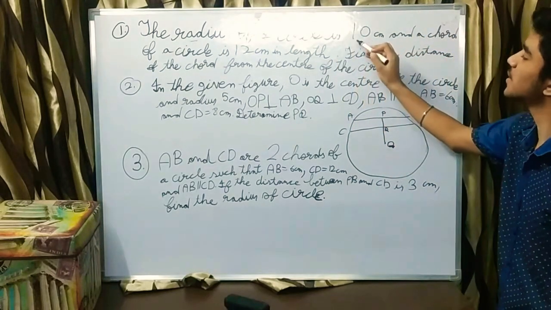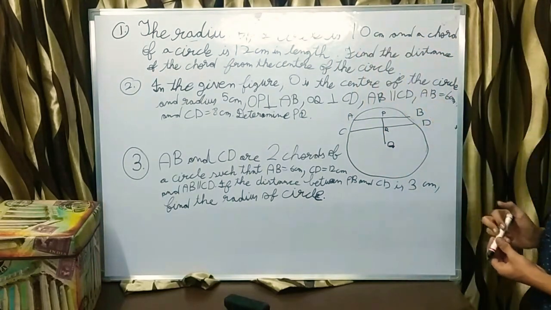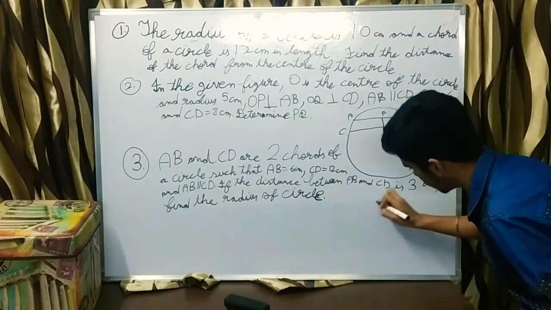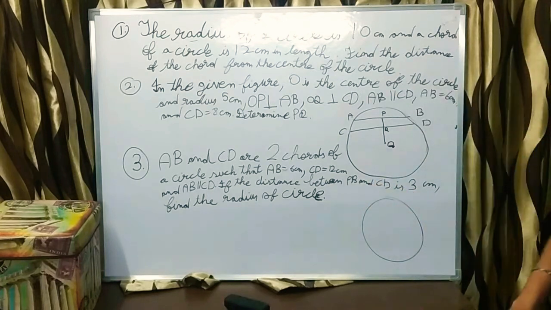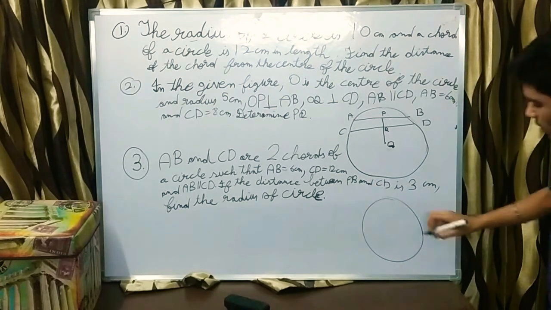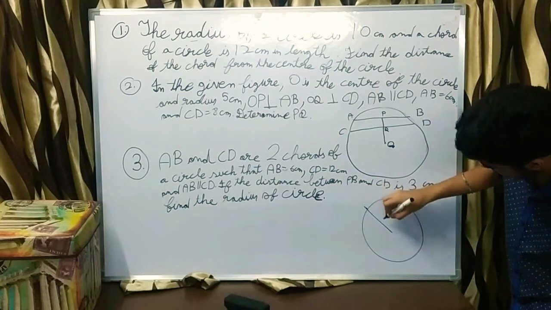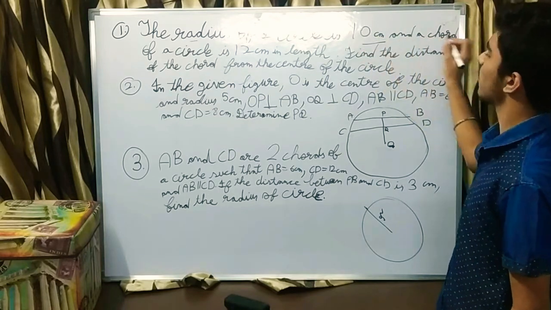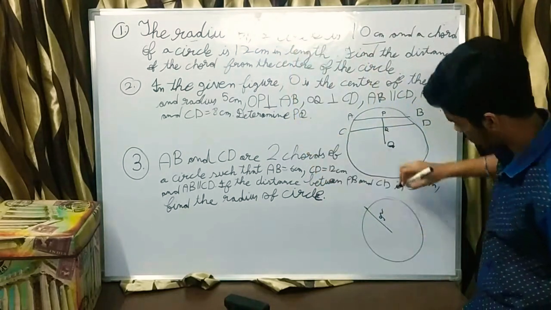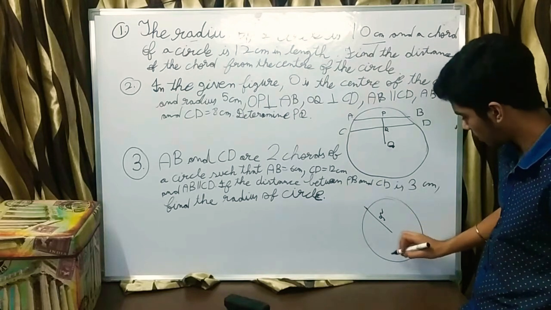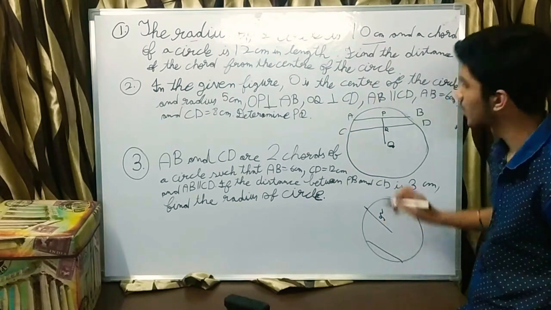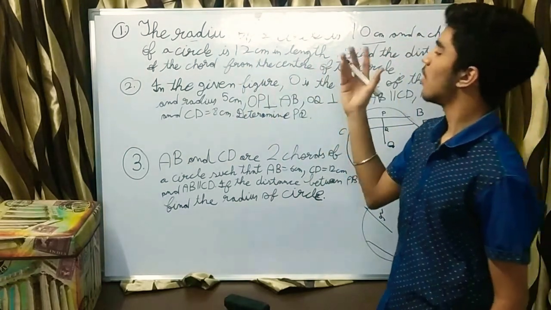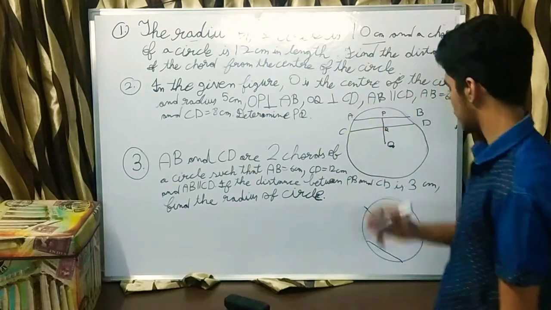The radius of a circle is 10 centimeter and a chord of the circle is 12 centimeter. So let us draw the circle. Let it be the circle. The radius of the circle is 10 centimeter, so let's take this as the radius. And the chord of the circle is 12 centimeter, so let it be the chord. Find the distance of the chord from the center of the circle.